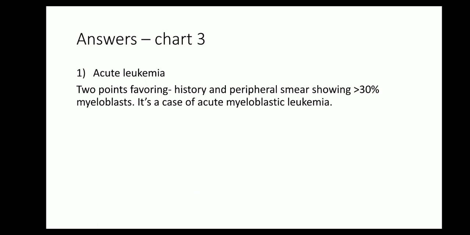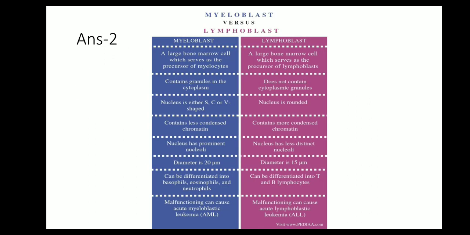So it's a case of acute leukemia. 2 points favoring are peripheral smear more than 30% myeloblasts and history favoring acute leukemia, and it's a case of acute myeloblastic leukemia. So leukemias are of 2 types, myeloid origin and lymphoid origin. This is a case of acute myeloblastic leukemia. Second question was, what was the difference between myeloblast and lymphoblast?